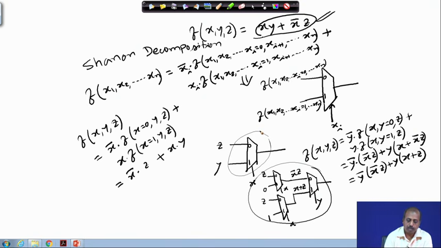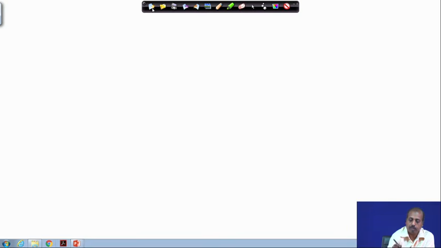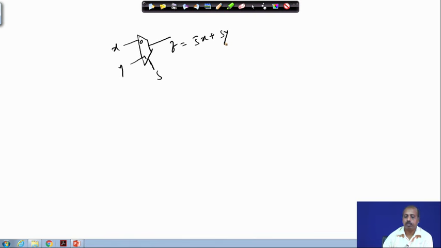And whenever I require some complemented input also, sometimes you can do it using an inverter also, like whenever we are having a 2:1 multiplexer. So, for the 2:1 multiplexer, we have inputs x, y, and this is the select line s, and this is the output f. So, f is given by s bar x plus s y.